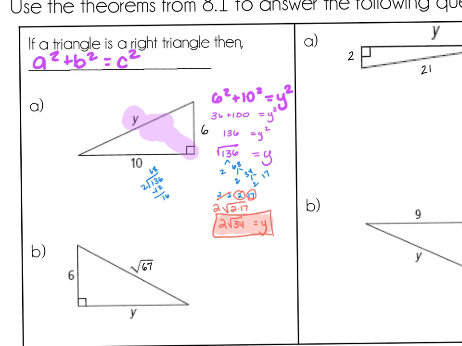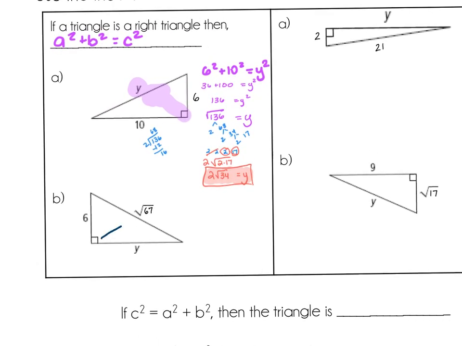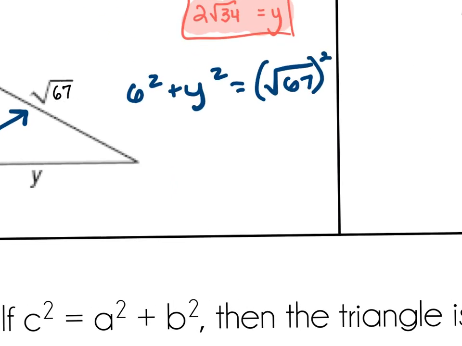Okay, then you had ones with square roots, right? But I still know it's a hypotenuse because it's opposite the right angle, so that goes by itself this time. 6 squared plus y squared would equal the square root of 67 squared. What's 6 squared? 36. What's the square root of 67 squared? 67. Subtract that 36. Y squared equals 31. Square root both sides.